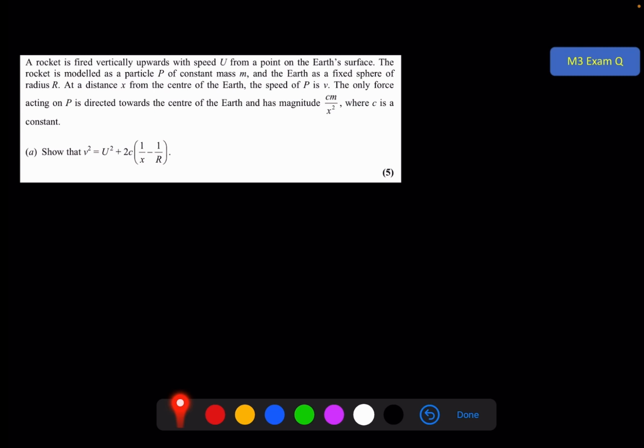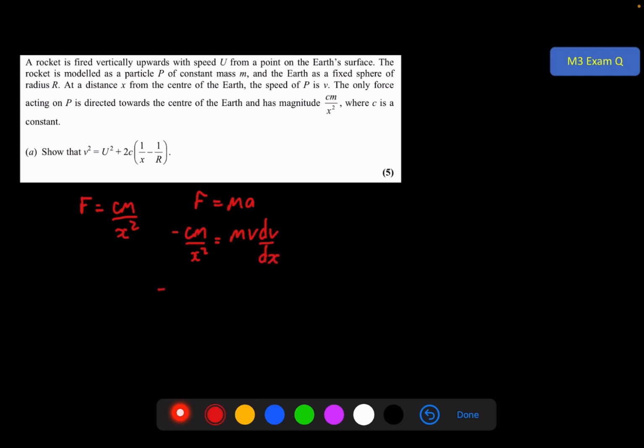This is quite similar to what we've just done, except that they're telling us this instead of asking us to work it out. So we're being told straight away that the only force involved is cm over x squared. We know F is equal to ma, where little m here is the mass of the rocket, particle P, and they're very clear that the force is acting downwards towards the centre of the Earth, which is in the opposite direction to the way it's moving. So let's put a minus cm over x squared is equal to mv dv by dx here. Now it's very similar to the previous example.